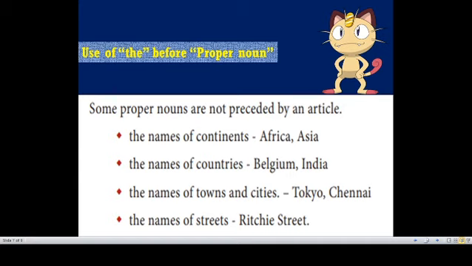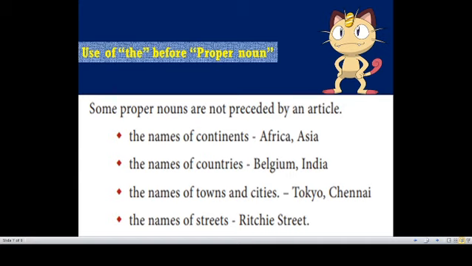Continentsக்கு முன்னாடிலாம் ஆப்பிரிக்கா, ஏஷியா, in this way before the names of continents நம்ம எந்த ஆர்டிக்கிளும் பிளேஸ் பண்ணக்கூடாது. ஓகே, names of countries, இந்தியா, சைனா, ஆஸ்திரேலியா, பெல்ஜியம், இது மாதிரியான கண்ட்ரீஸ் நேம்க்கு முன்னாடி நம்ம எந்த ஆர்டிக்கிளும் போடக்கூடாது. 'The India' அப்படின்னு சொல்லக்கூடாது. 'The Australia', வெறுமனே ஆஸ்திரேலியா, இந்தியா, சைனா, பாகிஸ்தான் அப்படிதான் சொல்லணும்.